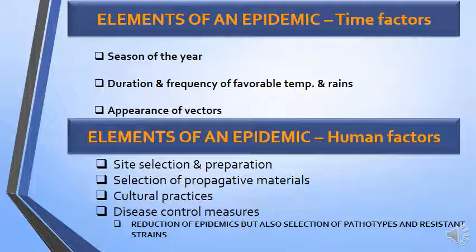Some human activities favor and some reduce the frequency and rate of epidemics. For example, use of pathogen-free or treated propagative material can greatly reduce the chance of an epidemic. Also, some cultural practices, such as a high level of nitrogen fertilization and overhead irrigation, increase the possibility and severity of epidemics. Disease control measures such as chemical and biological control and use of resistant varieties reduce or eliminate the epidemic.